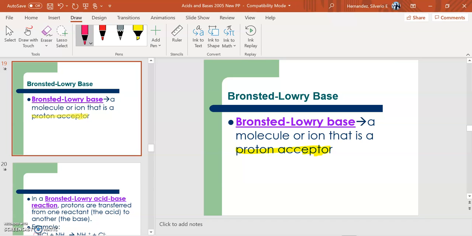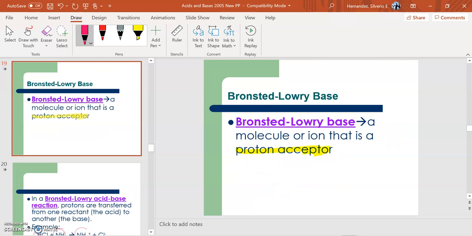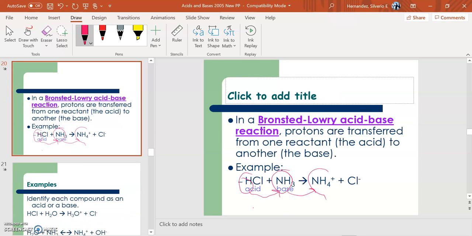So here we look at a base. The base was the exact opposite. Instead of being a proton donor, it was a proton acceptor. In the next slide down here, who is accepting the hydrogen ion? The NH3. That NH3 is accepting the hydrogen ion and producing NH4. So in this case, this is the base as written underneath it, and the hydrochloric acid is the acid. Those are the two definitions for the base and the acid according to Bronsted-Lowry.